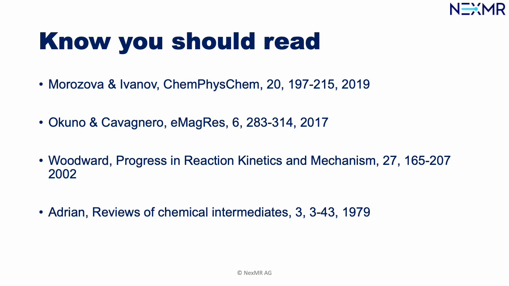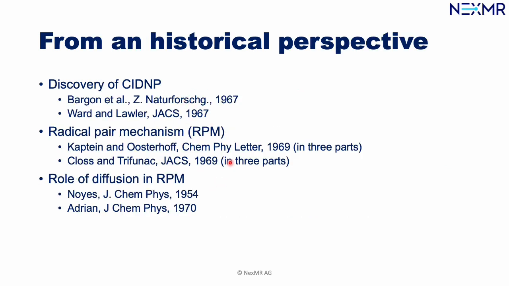This is relatively easy to read, but I will also suggest that you have a look at it from a historical perspective. And I selected a few articles. There are many more, but a few very, very important articles are, of course, the ones on CIDNP, which was not photo-CIDNP. CIDNP was discovered in 1967, and you will see that these two discoveries were done independently in the same year, which was quite funny.